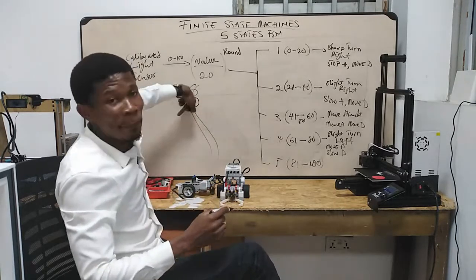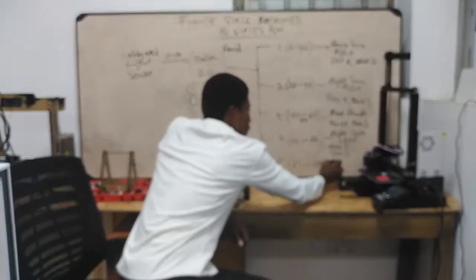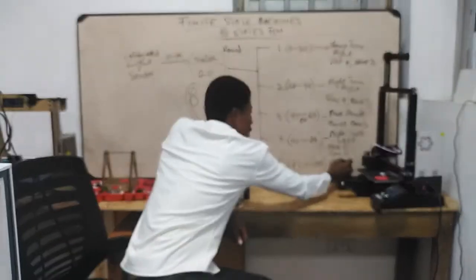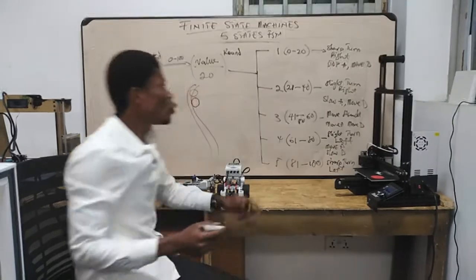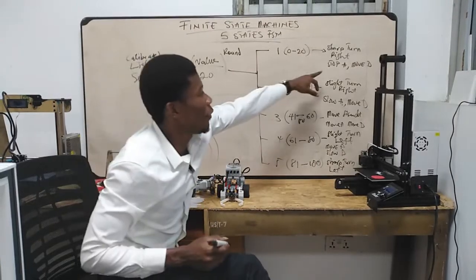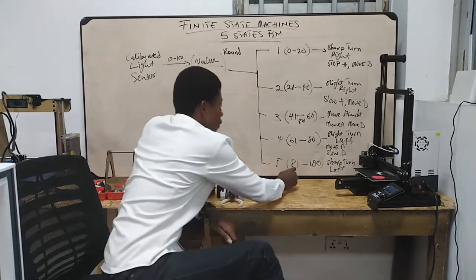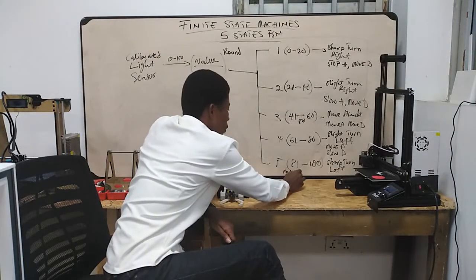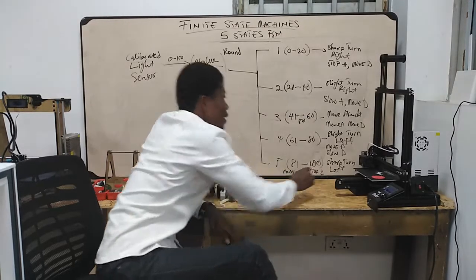So I need a sharp turn this time to my left. So I'll say a sharp turn to the left. And how do I implement that? Instead of stopping motor A, a reverse of this, this time I move motor A and stop motor D. So here I move motor A and stop motor D.